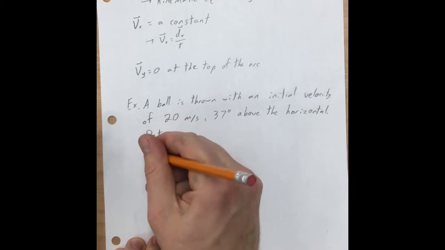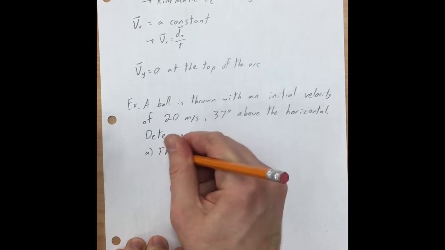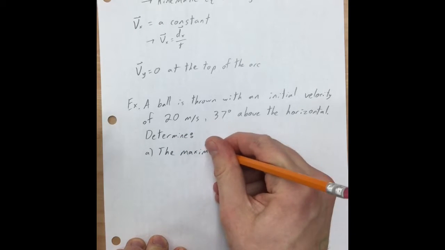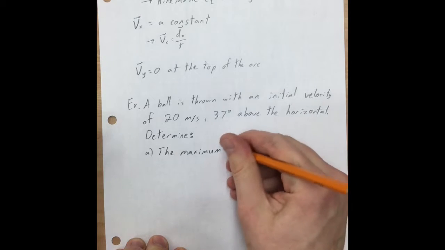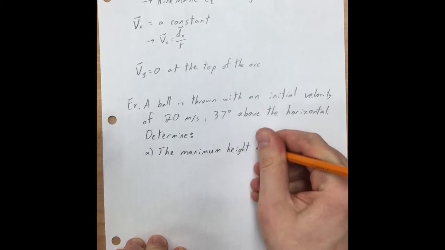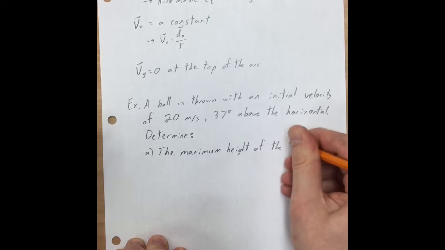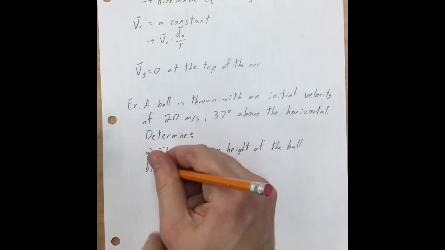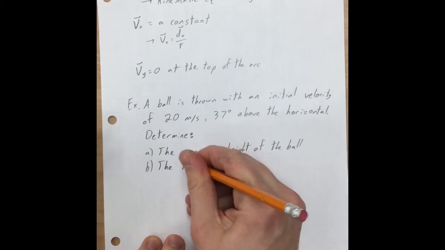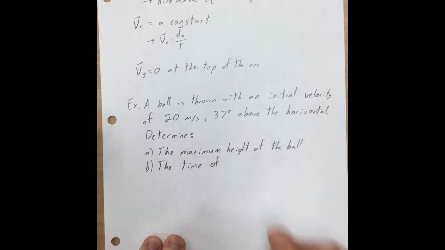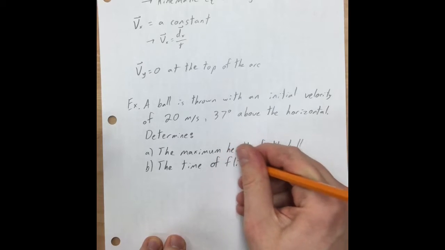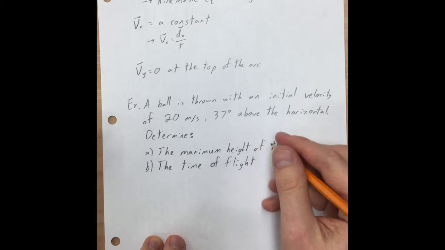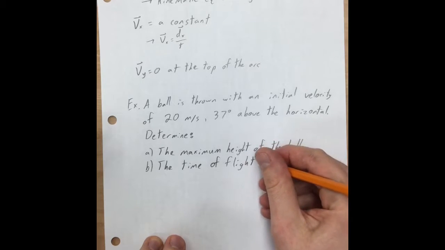First, we're going to find the maximum height of the ball. That is the vertical height to which it rises once it reaches the peak of its arc. We're going to find the time of flight. Remember from last time, that is the total amount of time spent in the air from when it is thrown or projected or whatever you want to call it till the time it just starts to make contact with the ground.